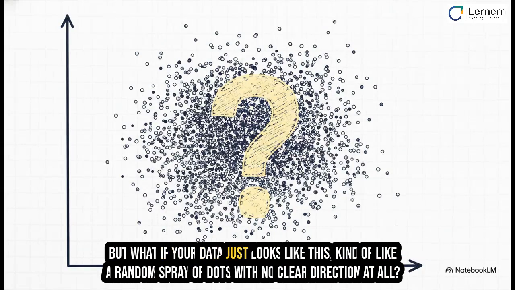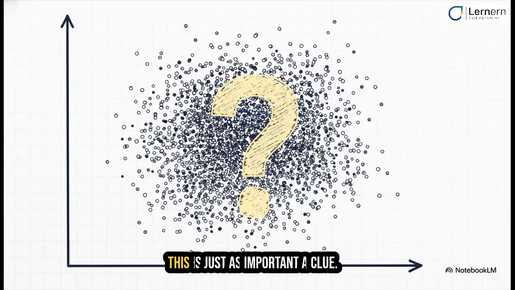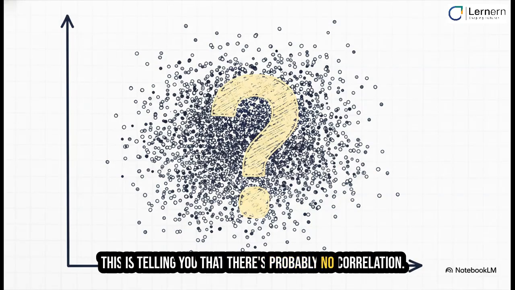But what if your data just looks like this, kind of like a random spray of dots with no clear direction at all? Well, guess what? This is just as important a clue. This is telling you that there's probably no correlation.